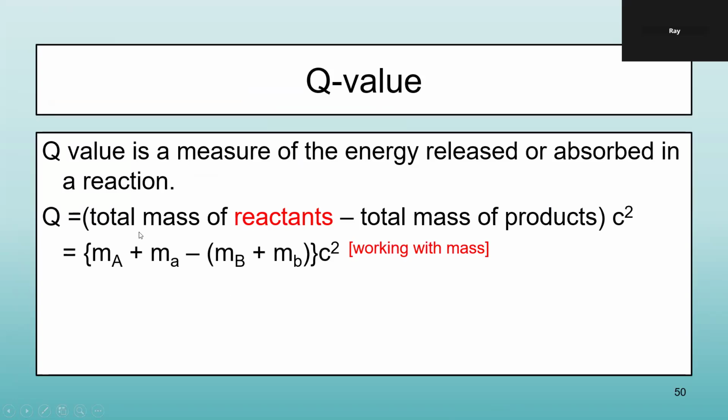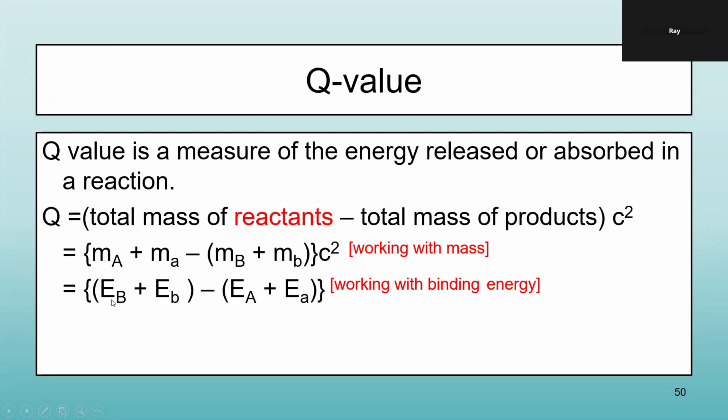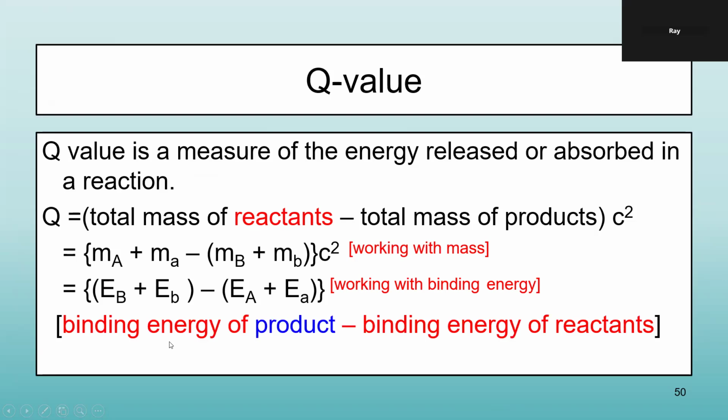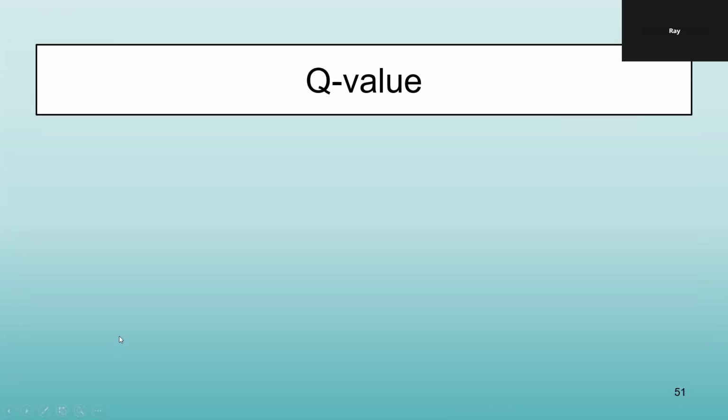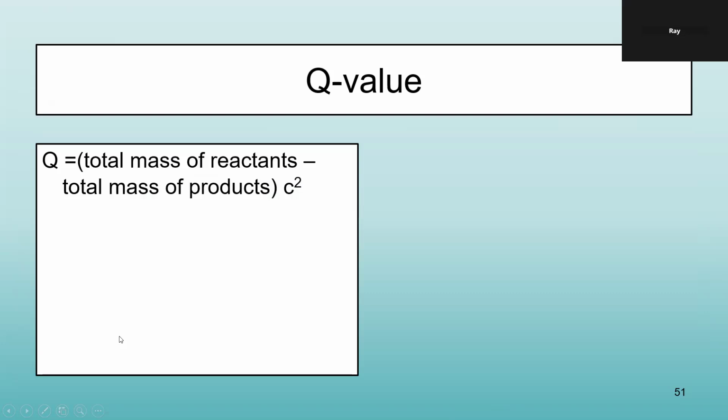Or in symbol form: total mass of reactants minus total mass of product, and then the whole thing multiplied by c squared, if you work with mass. If you work with binding energy, it is binding energy of product minus total binding energy of reactants. That's the difference. Okay, remember that. Memorize that. I won't derive it for you, just summarize for you.